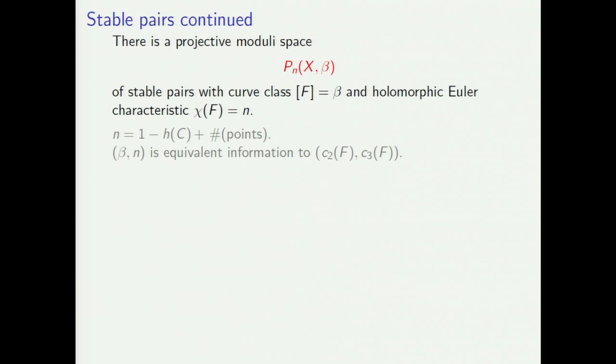And again, there's a compact moduli space. It's projective and it's a scheme. There's no orbifold behavior. There's no finite groups. So these are really embedded curves. There's no map, so there's no automorphisms. So that's an advantage.